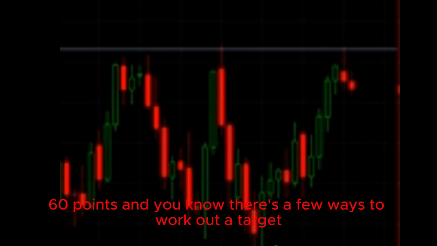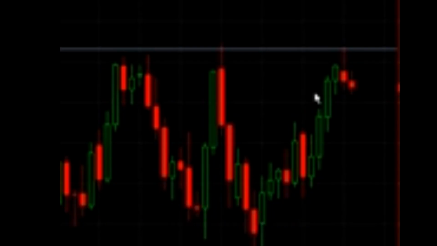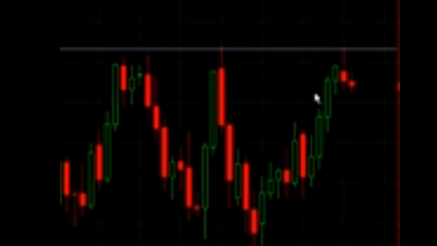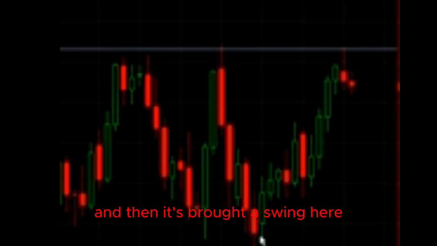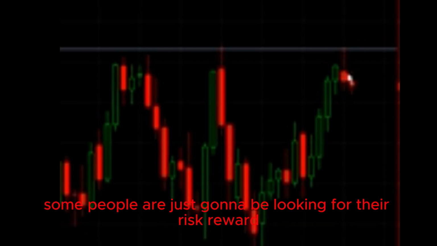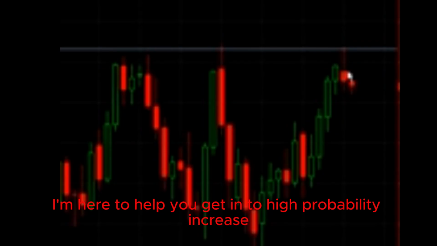And there's a few ways to work out a target, but I'm not here to give you a complete trading method. I'm here to introduce you to these concepts, and then I'll let you work out your own trading plan based on entries. One clue for an exit would be possibly some kind of retracement in this broader swing here. Some people might look for the bottom of the range down here. Some people are just going to be looking for their risk reward off their stop. There's a plethora of ways to exit the market. I'm here to help you get into high probability entries.